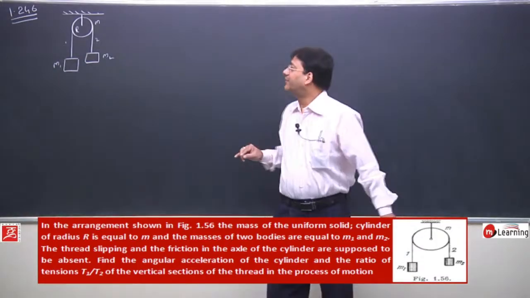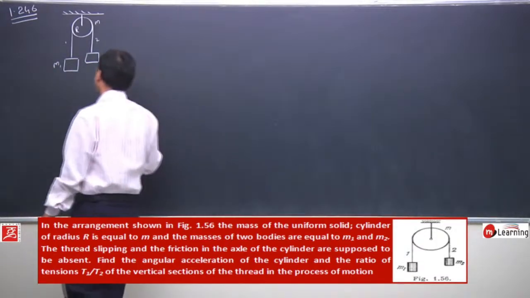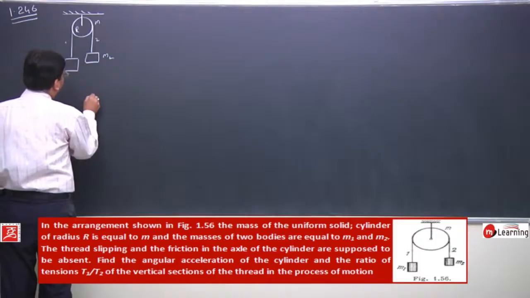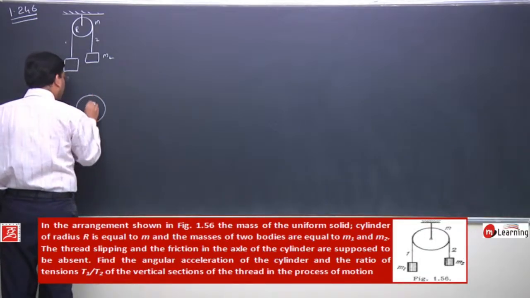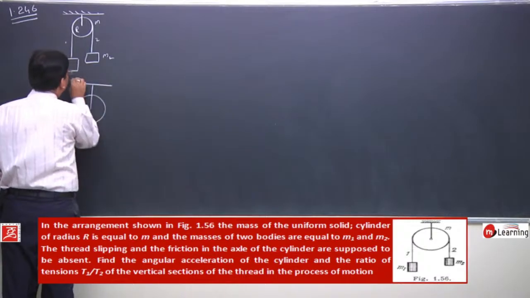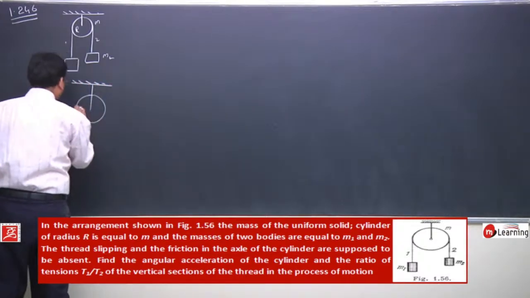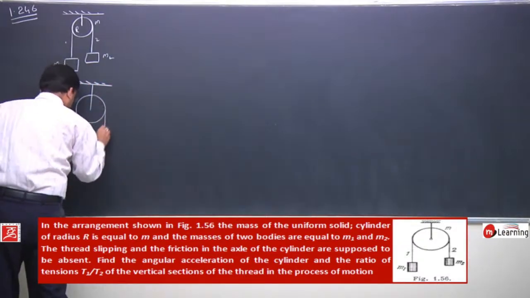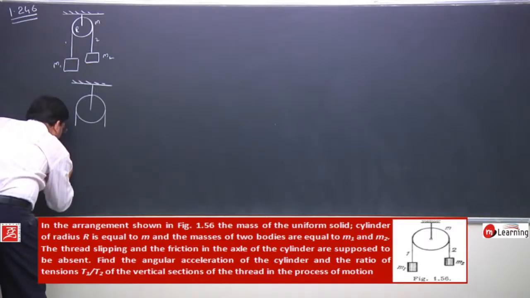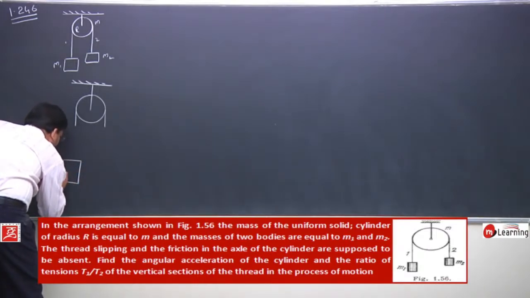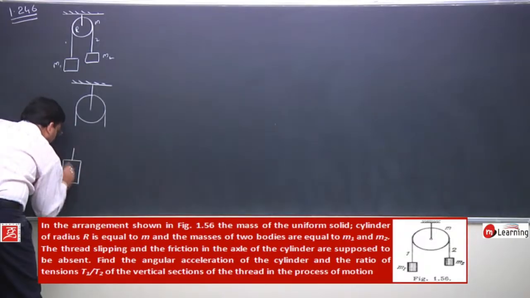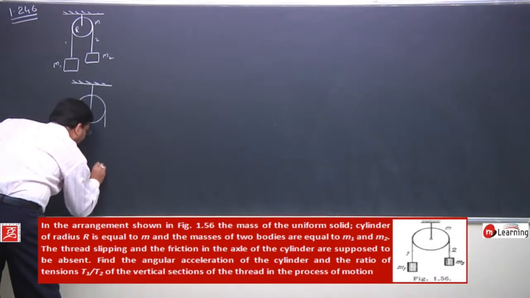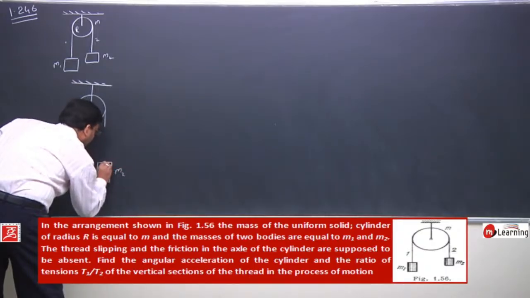We will make three free body diagrams for this situation. One free body diagram would be for this cylinder. Another free body diagram would be for this mass m1, and another free body diagram would be for this mass m2.